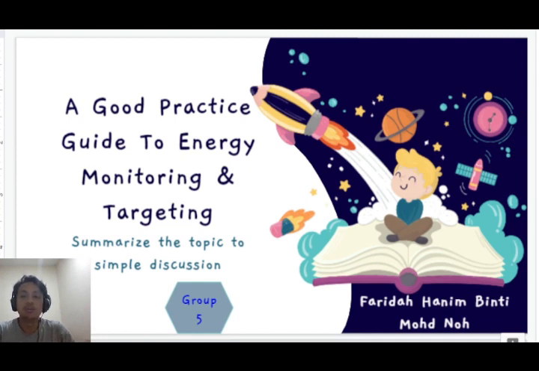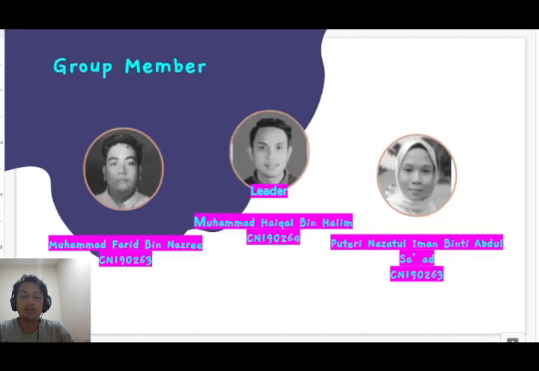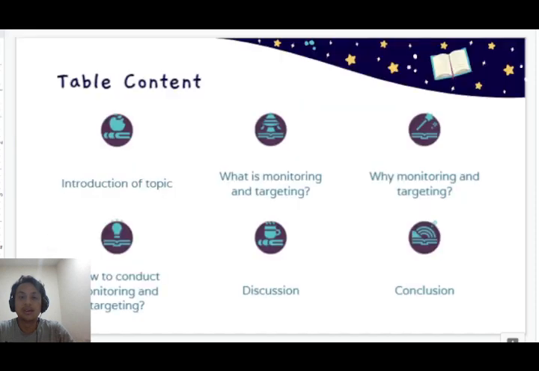Okay, we go to the group members. Our group has three members. First, we have Muhammad Farid bin Nazri, the matric number is CN190263, and me as the leader of Group 5, Muhammad Haikal bin Halim, CN190264, and the last one is Putri Nazatul Iman binti Abdul Saad, CN190263.